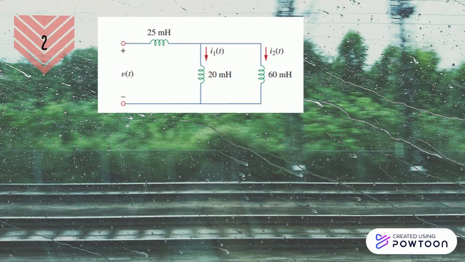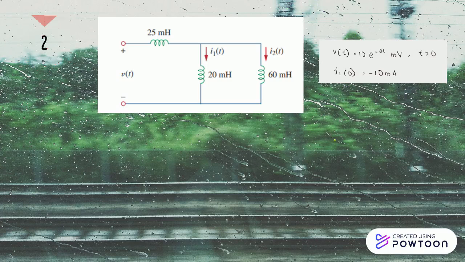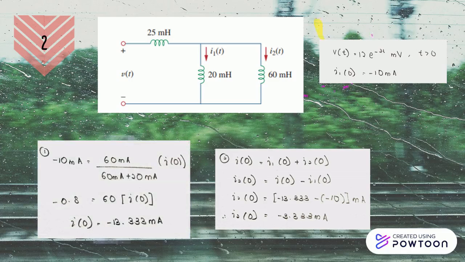The next example is a question involving inductors. These are some equations that were given in the question. We are asked to find I2 at time 0. We can see that the relationship of current at time 0 is I equal to I1 plus I2. In order to find I2, we have to find I first by using the current division formula. So we will get I2 at time 0 equal to negative 3.33 milliampere.